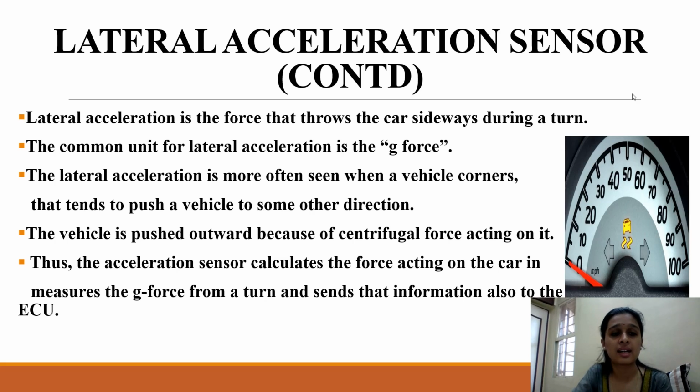Now this lateral acceleration sensor is more often seen when a vehicle corners or when a vehicle is taking a steep turn. This time the vehicle tends to get pushed in some other direction, which is also called sideways. The vehicle is pushed outward. This is because there is some sort of centrifugal force that is acting on it. Thus, the acceleration sensor calculates the force that is acting on the car and measures the g-force, which is its unit, and then sends this information to the ECU to control the stability of the car.